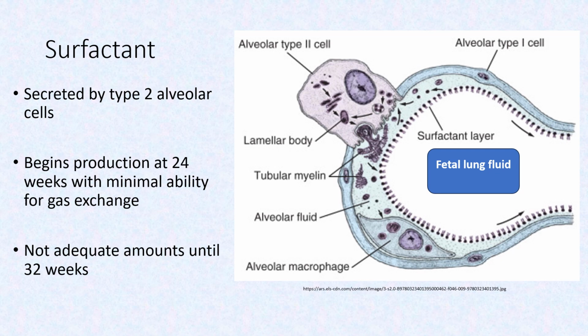Surfactant is a complex mixture of phospholipids and proteins that are synthesized and secreted by type II alveolar epithelial cells, also called pneumocytes. The type I alveolar cells are responsible for gas exchange. Surfactant production begins at around 24 weeks gestation, but it is not produced in adequate amounts until about 32 weeks gestation. While gas exchange in the lungs can occur before an adequate amount of surfactant is present, it is extremely limited. A fetus delivered before 32 weeks gestation will lack many of the structural components required for adequate gas exchange.